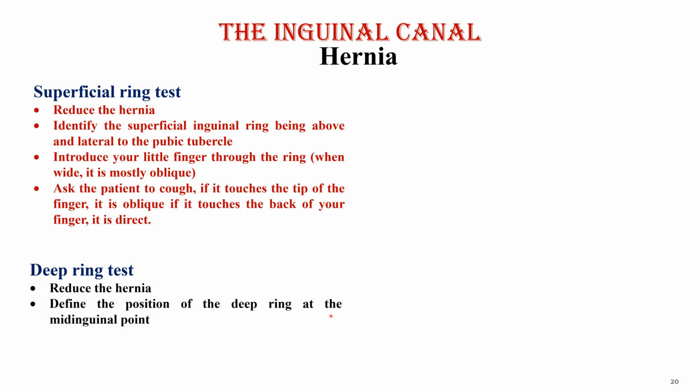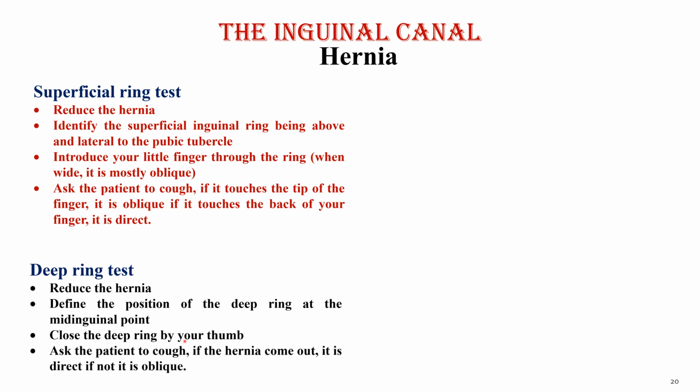The deep ring test: again reduce the hernia. Define the position of the deep ring at the midpoint of the inguinal ligament. Close the deep ring with your thumb. Ask the patient to cough. If the hernia comes out, it is not coming from the ring, so it is direct. If it does not come out, this will mean that it is an oblique hernia.